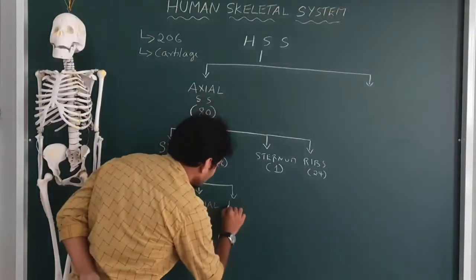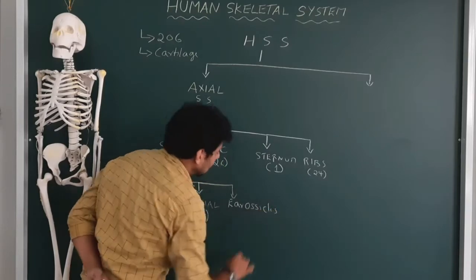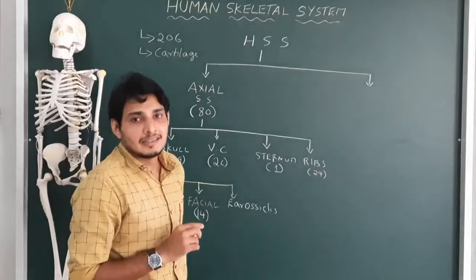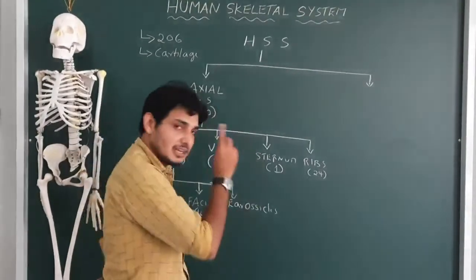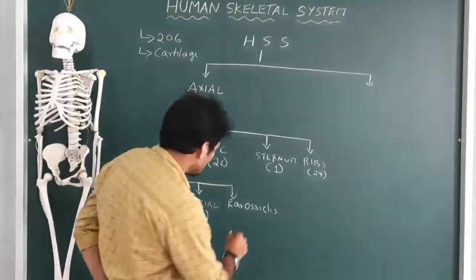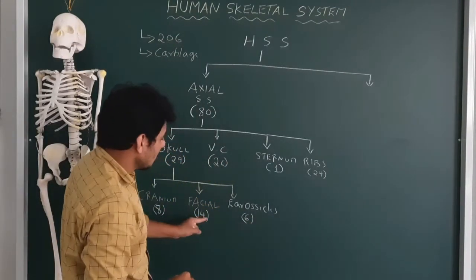In our ear we have bones and they are called ear ossicles. How many ear ossicles are present? In one ear, 3 are there: malleus, incus and stapes. In the other ear the same: malleus, incus, stapes. So total 3 plus 3, that is 6. Now it is 28.